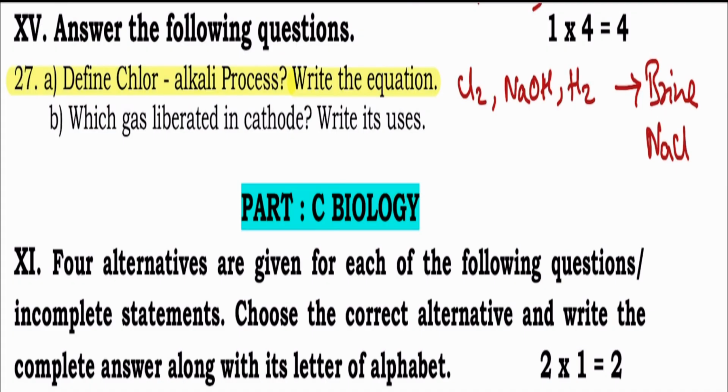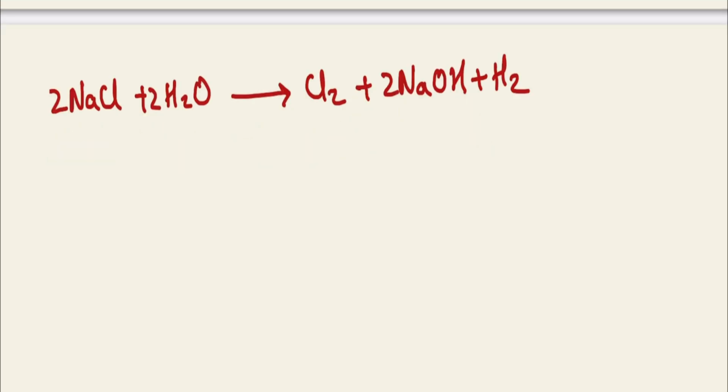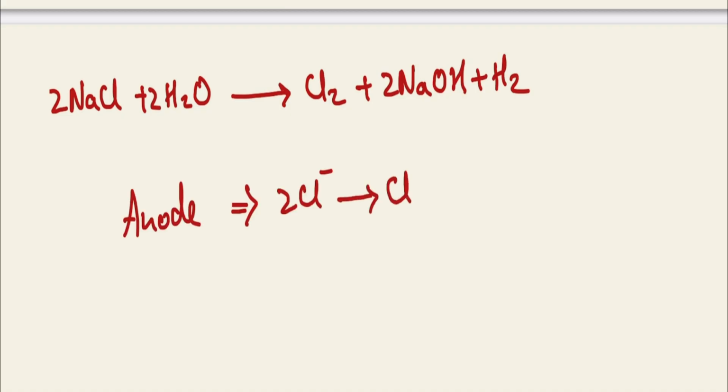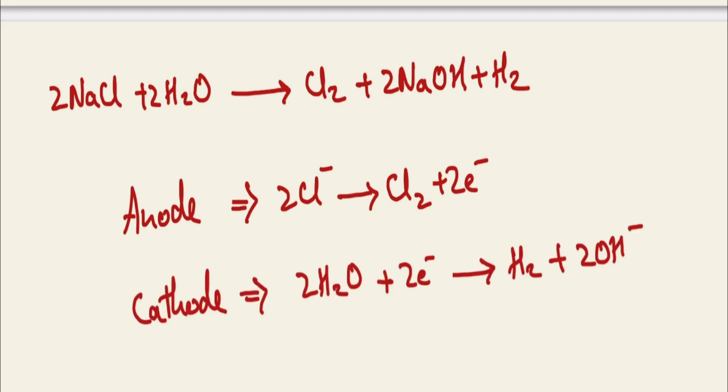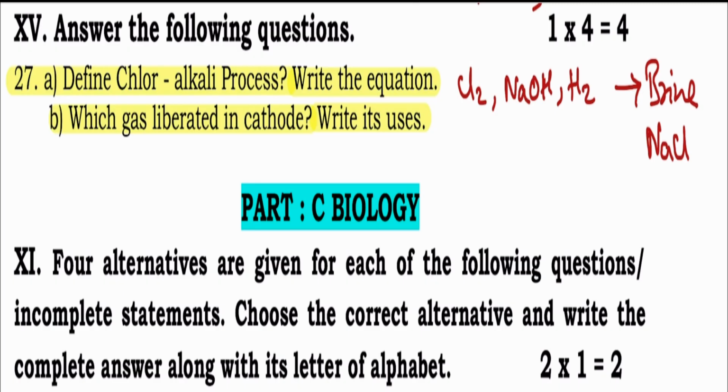Next question is which gas is liberated at the cathode? Write its uses. The reaction which takes place at the anode is 2Cl- gives rise to Cl2 plus 2 electrons. See, at the anode chlorine gas is released. At the cathode hydrogen gas and hydroxide ions are released. Uses: hydrogen is used in the Haber's process and it is a key component in fertilizers, hydrogenation, and it can also be used in fuel cells.